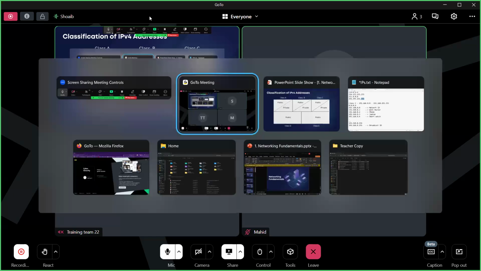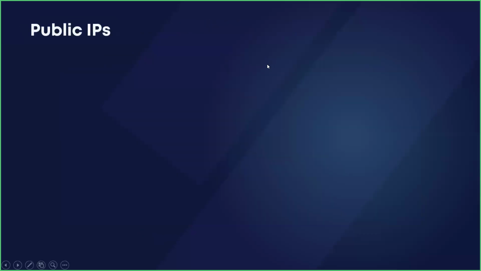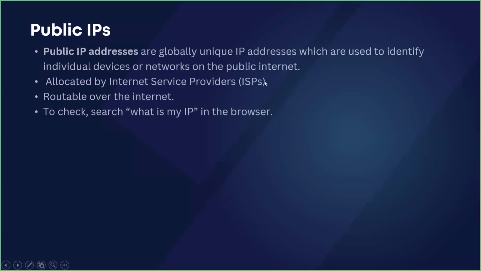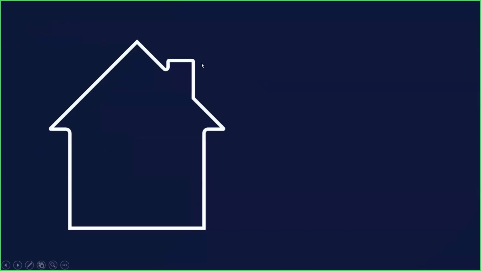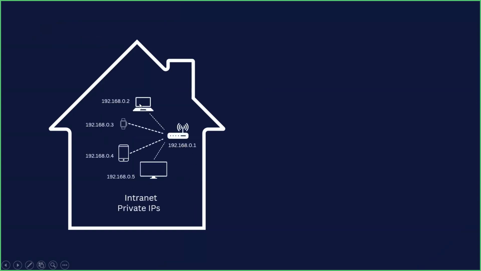Now let's talk about these different categories. What are public and private IPs? To understand what public and private IPs are, let's take a look at this diagram here. Let's say this is my home network. And in my home network, I have my own local area network devices. So I have my router, I have my laptop, I have my smartwatch, I have my smartphone, I have my smart TV, whatnot, etc.